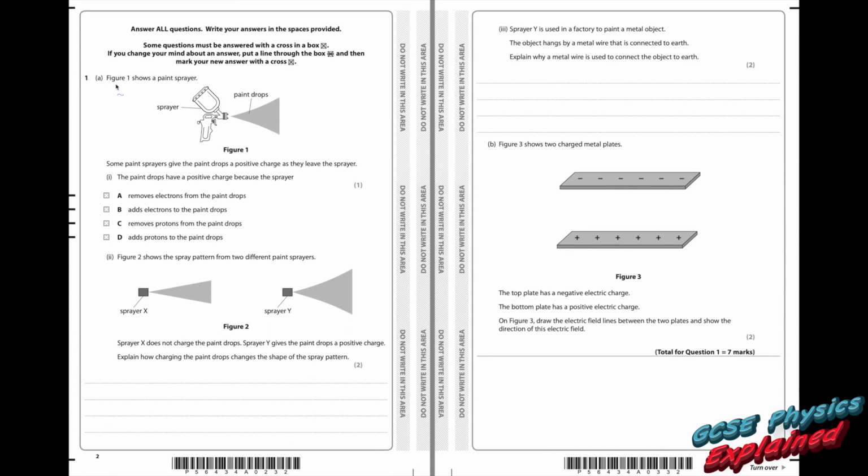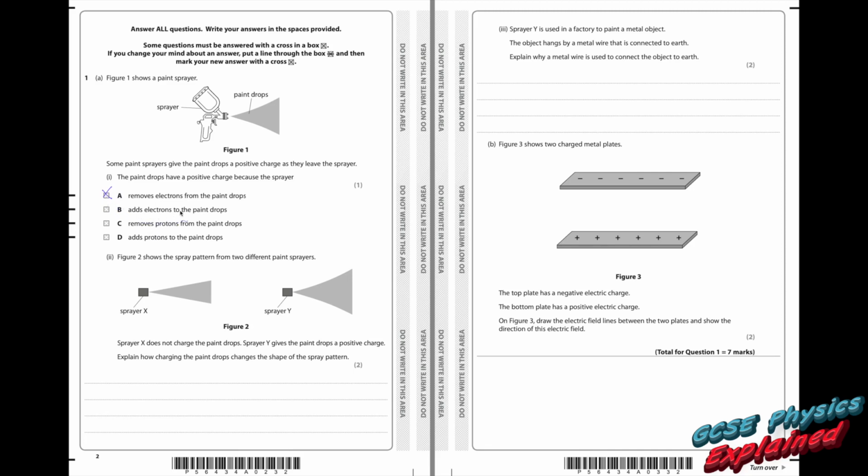Question number 1. Figure 1 shows a paint sprayer. Some paint sprayers give the paint drops a positive charge as they leave the sprayer. The paint drops have a positive charge because the sprayer, does it remove electrons from the paint drops? Yes, removing electrons from the paint drops would leave the paint positively charged.